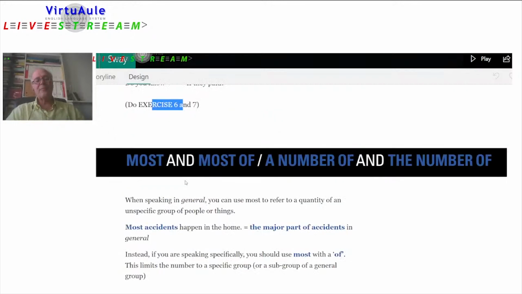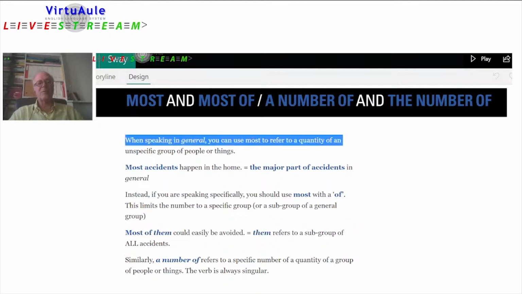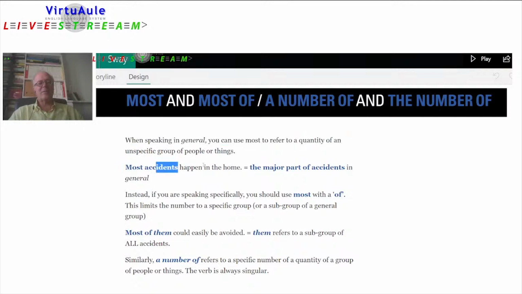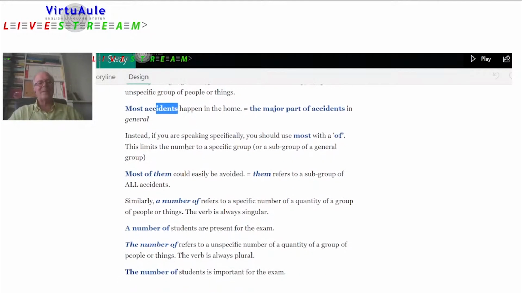Let's look at a few other points of grammar here: most of, a number of, and the number of. When speaking in general, you can use most to refer to a quantity of an unspecific group of people or things. Most accidents happen in the home. The major part of accidents in general, most accidents, I'm talking about accidents in general.